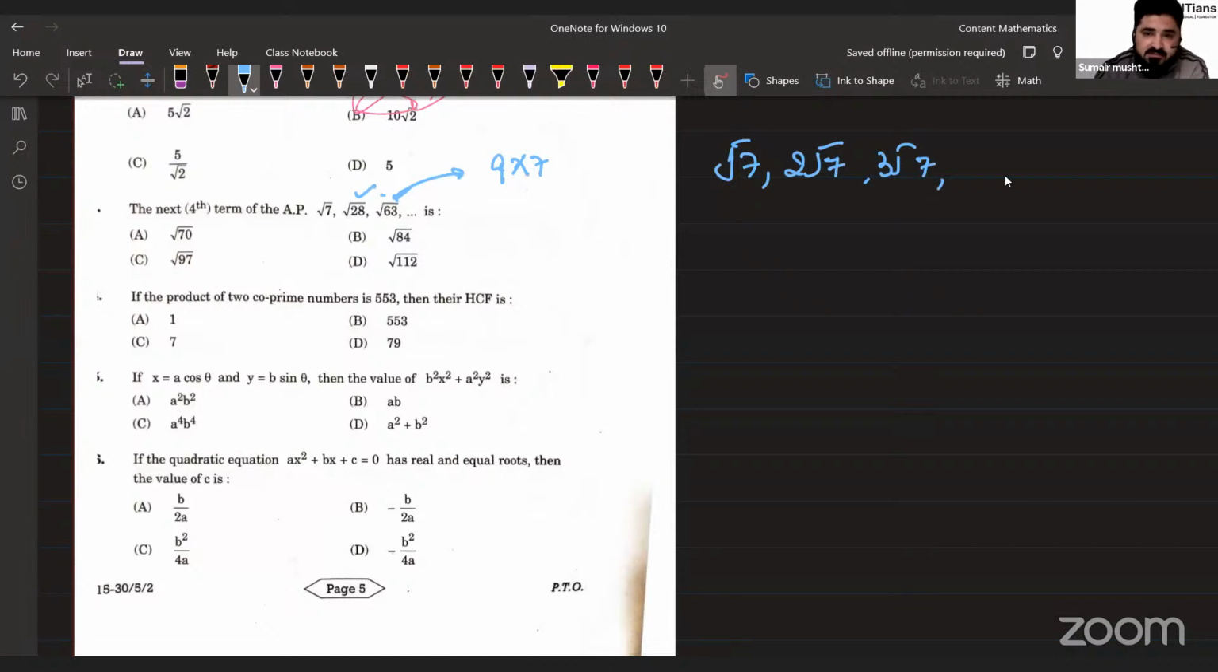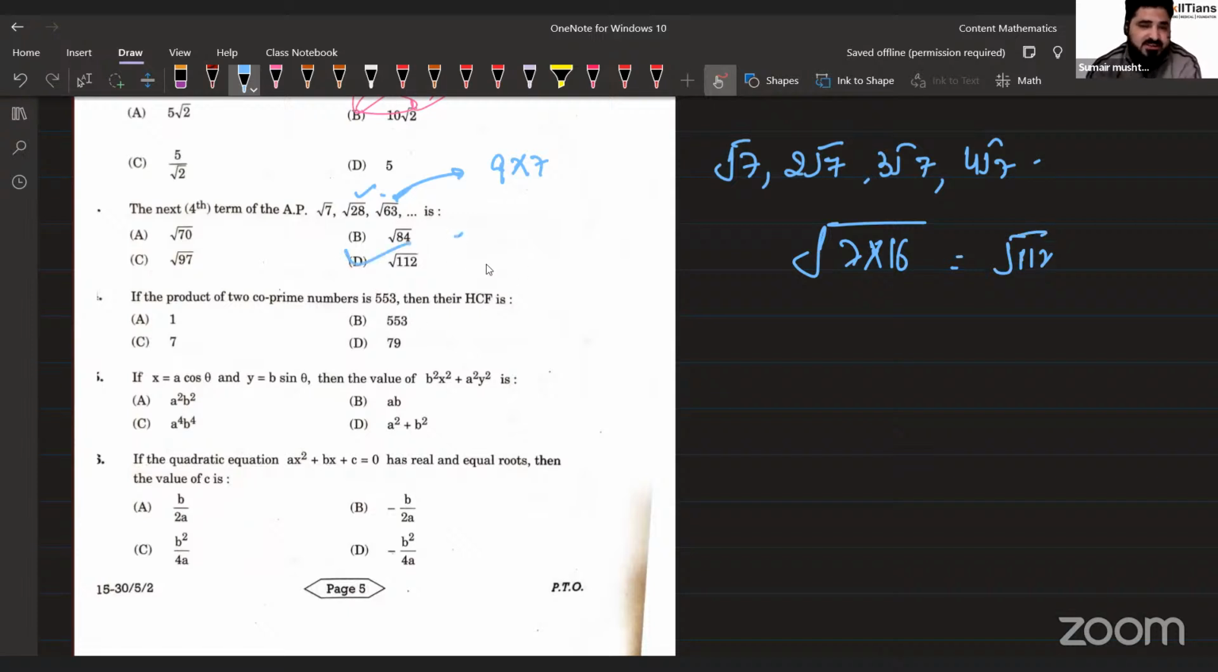What should be the next term? The next term should be equal to 4 root 7, isn't it? For 4 root 7, I have to take the 4 inside the root. That is 7 into 16. Are you getting me? 7 into 16 is equal to root of 112. Simple. This is the answer.